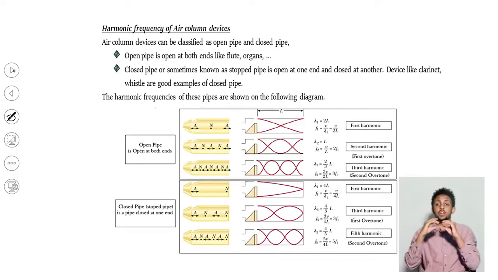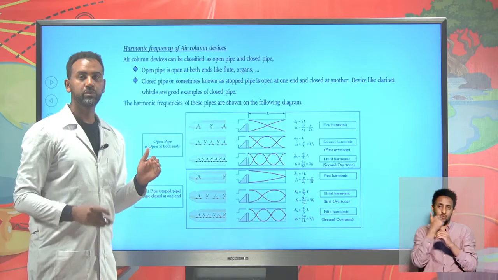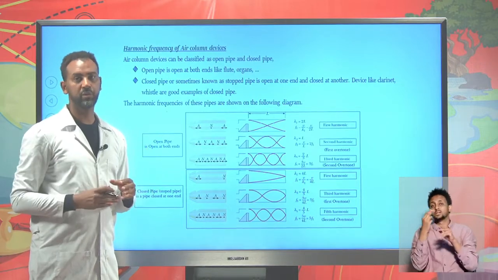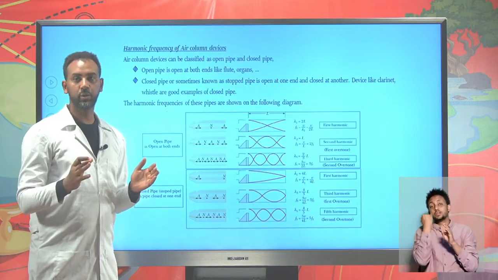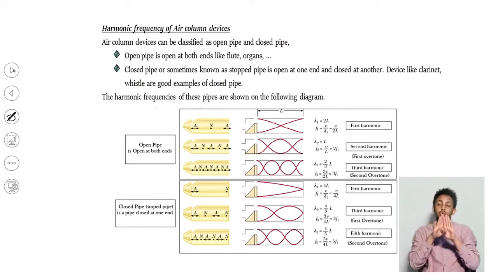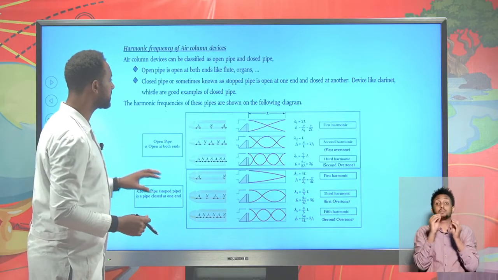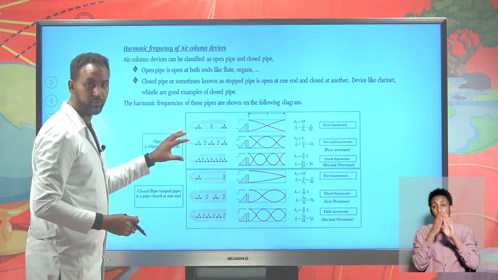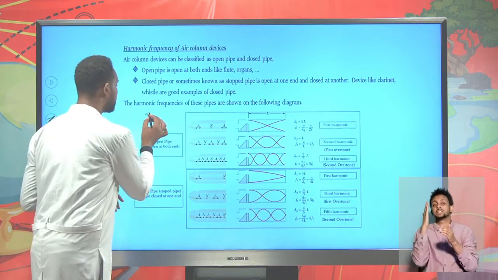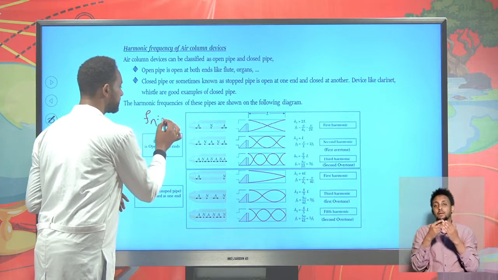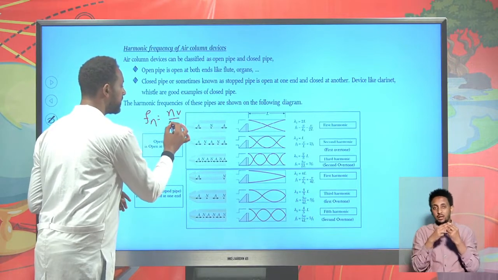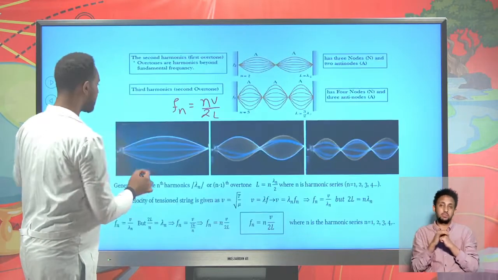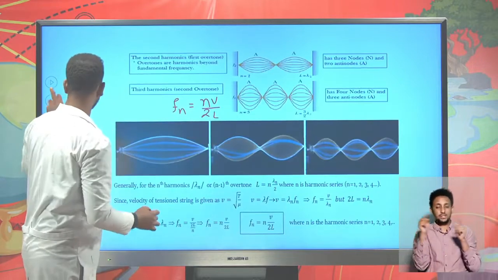For air columns, we have two types. If both ends are open, it is known as an open pipe, and if one end is open and the other end is closed, it is known as a closed pipe or a stopped pipe. The mathematical expression for an open pipe, which is open at both ends, is the same as that of the string, which is n times v over 2L. This is the same expression as that of a string.